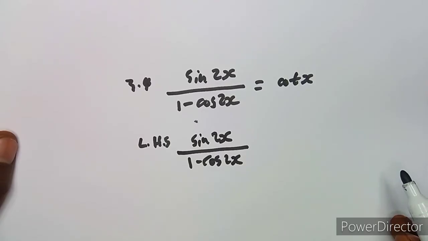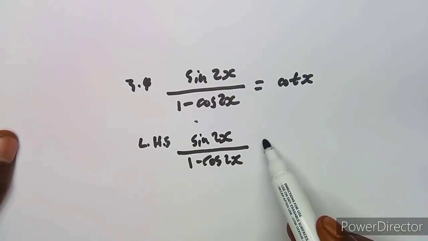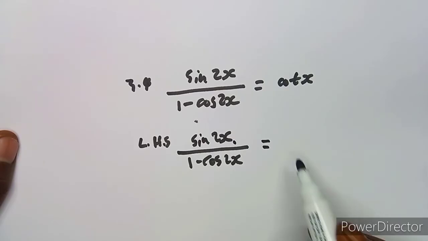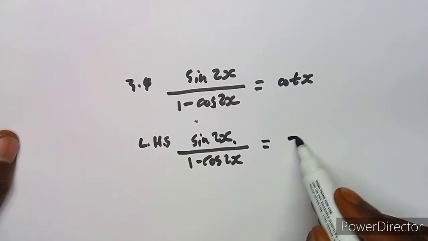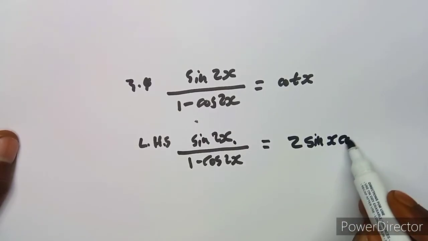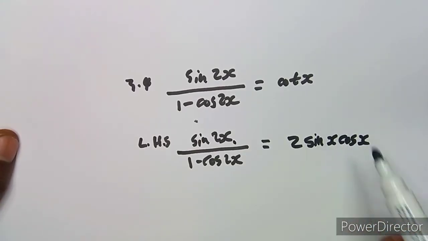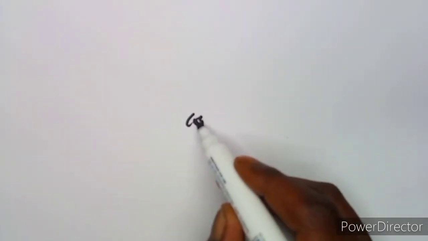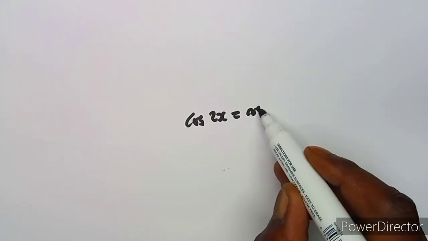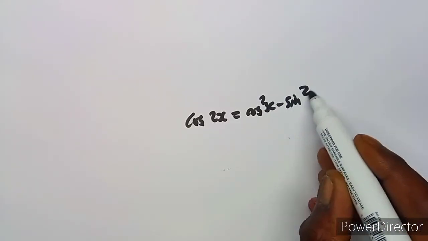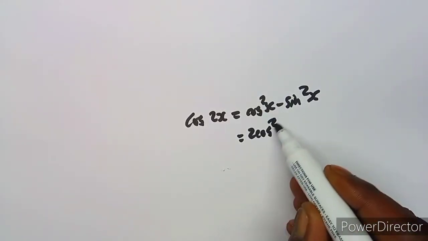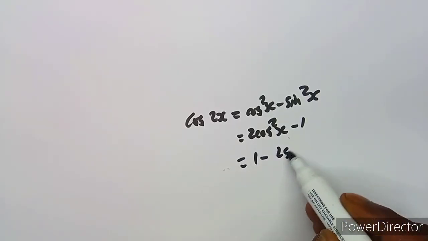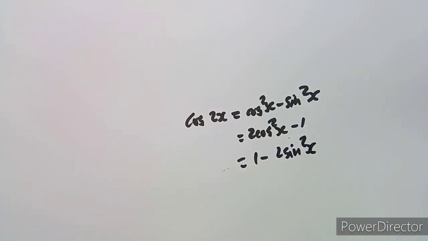All right, so knowing that from our double angle, sine 2x is equivalent to 2 sine x cos x. Remember, sine 2a is 2 sine a cos a. But for cos 2x now, I'm going to be stuck because I have 3 identities: cos squared x minus sine squared x, 2 cos squared x minus 1, and 1 minus 2 sine squared x. So which one am I going to choose?